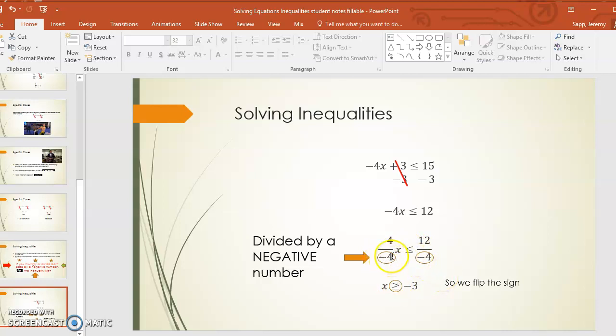Why? Because I divided by a negative number. It'd be the same thing if I was multiplying by a negative number, guys. You flip the sign. That's it. Easy breezy. We're not learning anything new, guys. You've got it.